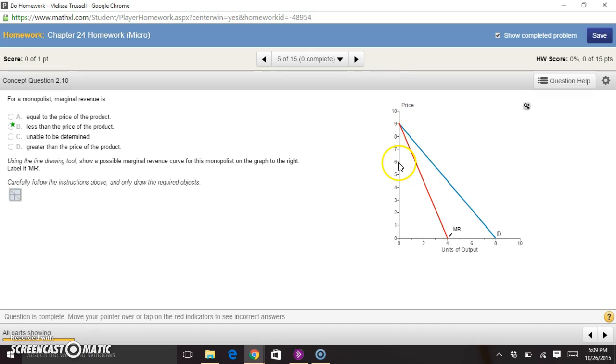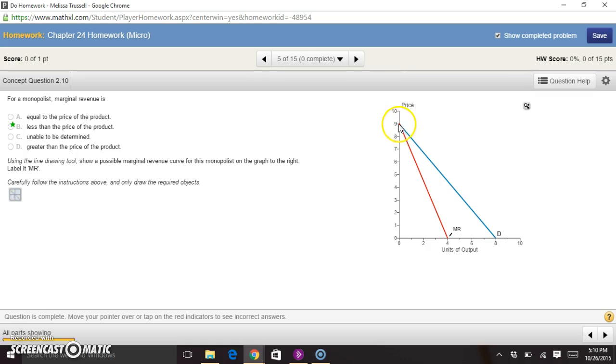Why don't we have, for example, a marginal revenue curve that maybe starts at the 6 and is maybe parallel to the demand curve and still to the left of it? That would make sense. That would still be less, the marginal revenue still would be less than the price of the product. But that's not the way the marginal revenue curve looks in this example.